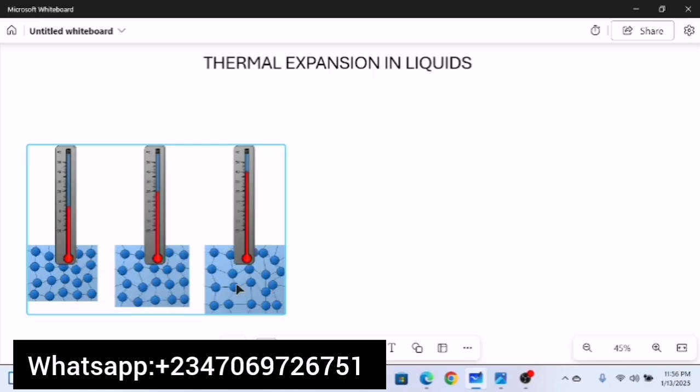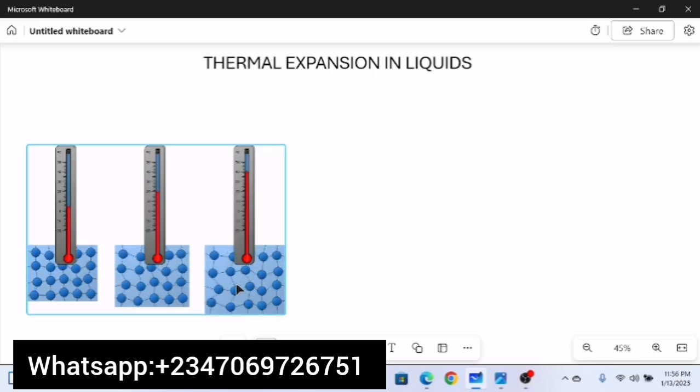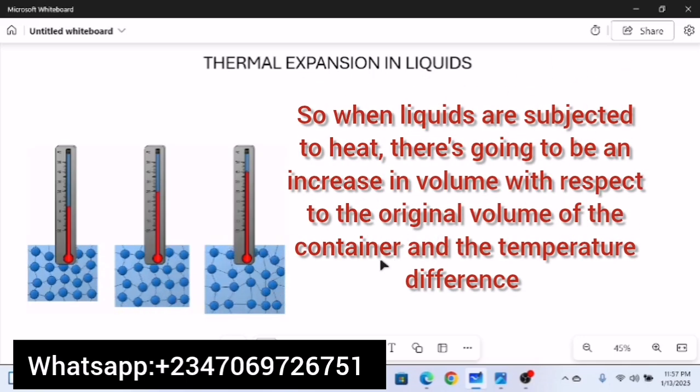Now one thing you have to pay attention to here is this: the higher the temperature, the lower the liquid level in the container. So when the temperature is higher, the volume of the container expands. That will lead to a decrease in the level or height of liquid inside the container. So when liquid in the container is subjected to heat, there's always going to be an increase in the volume with respect to the original volume of the container.